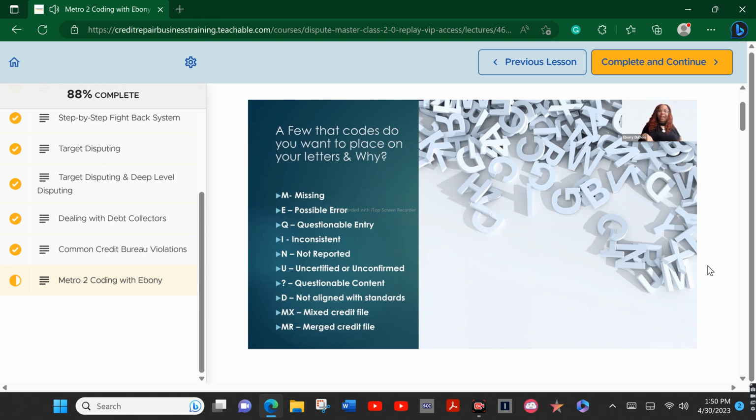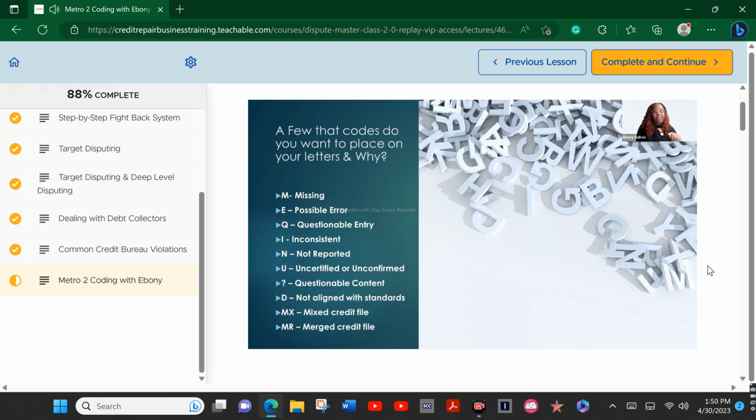And then Q is questionable content, okay? Sometimes things are put in there and you really have to pause after you've talked to your client and you're not really sure. I've literally put question marks on my credit report, circled things and sent it in, okay? Just like that. D means it doesn't align with the standard. It deviates from the standard. It's not in alignment with the Metro 2 coding standard that they do have to follow.